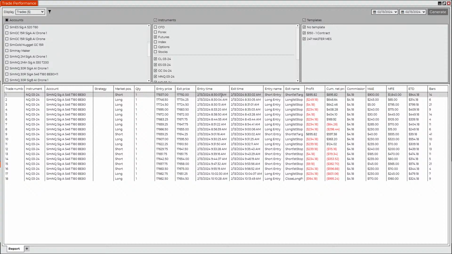So 8:30 and 1 millisecond, and it sold it 1 millisecond later. It made $900, so it dropped 180 points in 1 millisecond. Holy moly! So it dropped 180 because that's what this is. This is a $900 profit. So the target is set at 180 ticks. So it dropped 180 ticks in 1 millisecond.